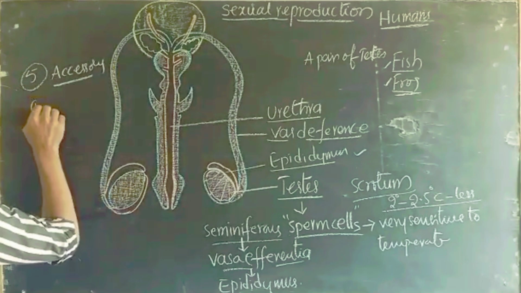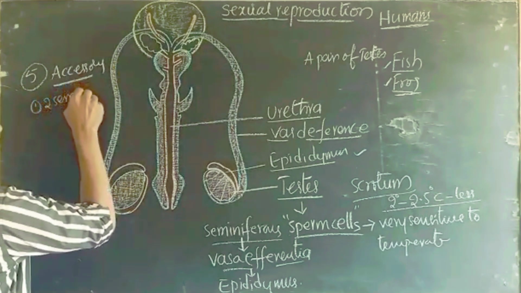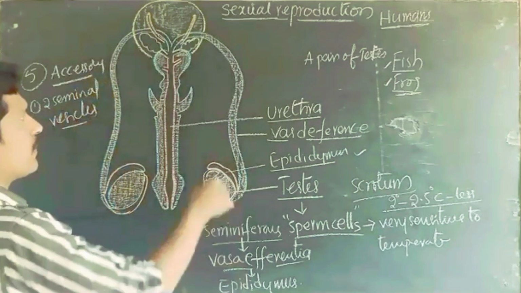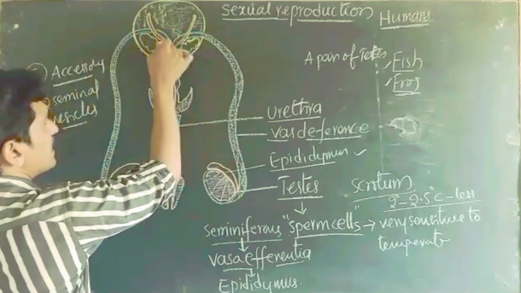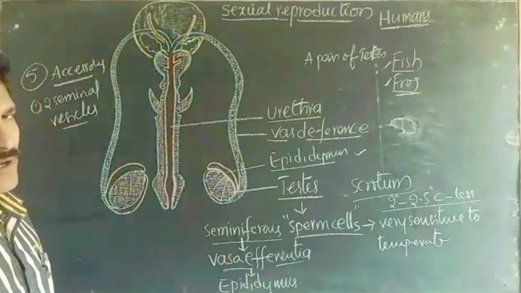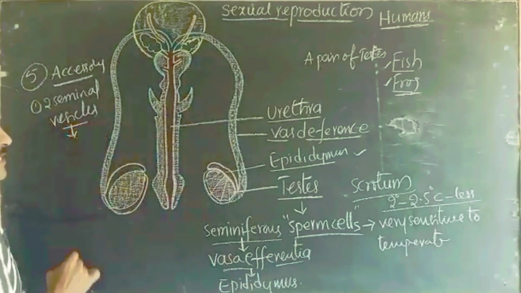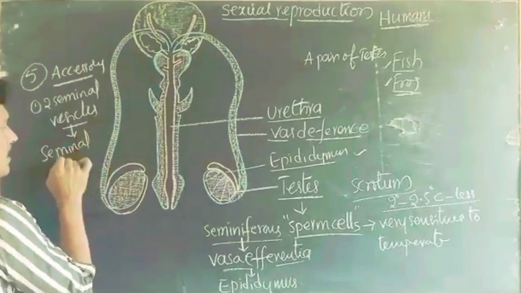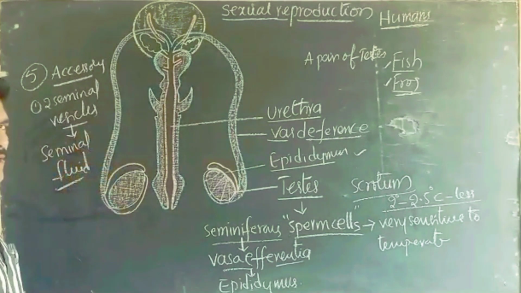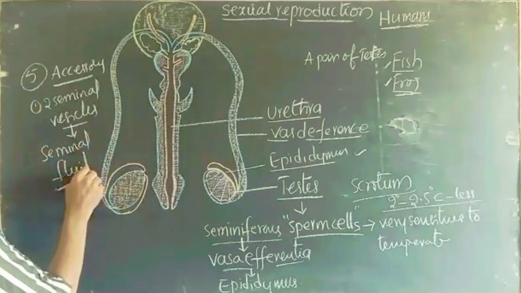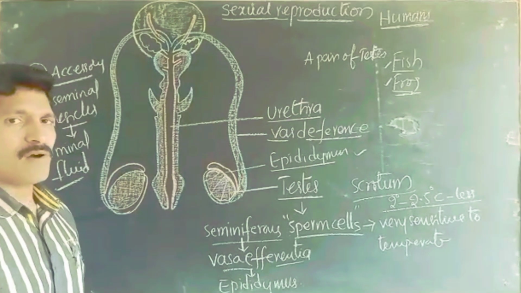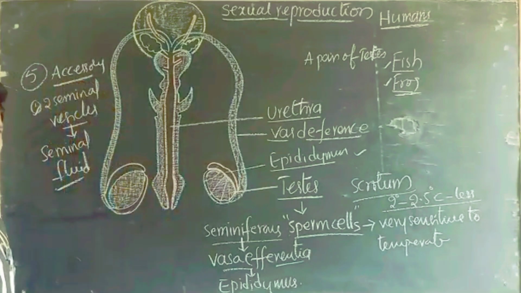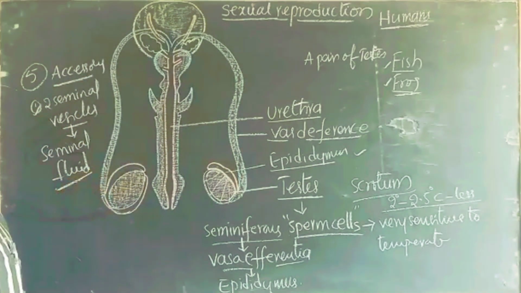Here we can observe the 2 seminal vesicles. In the diagram, the green colored structures are a pair of seminal vesicles. The seminal vesicles produce a fluid called seminal fluid, right? And this seminal fluid provides the energy for the survival of the sperm cells.